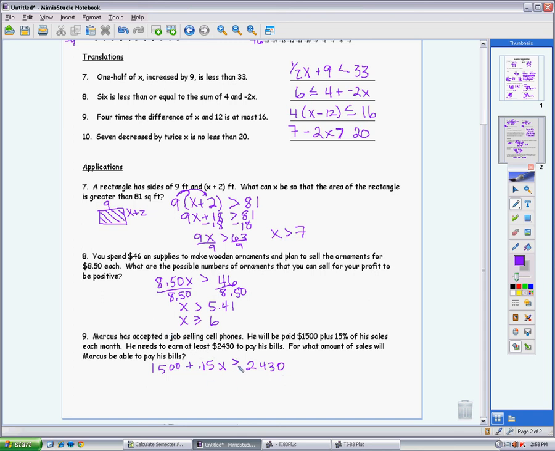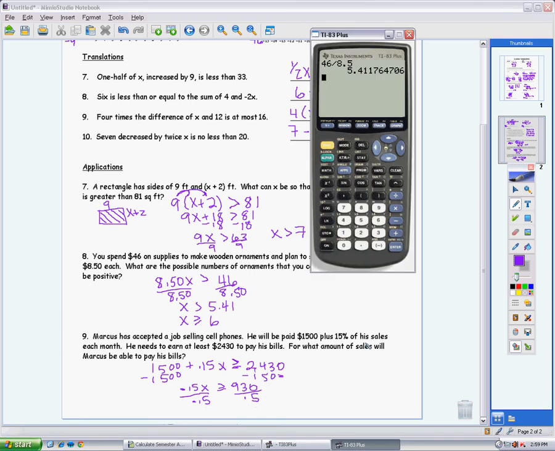So I'm going to use greater than or equal to. What he makes at the store has to be greater than or equal to what he needs to pay his bills. Okay, from here I'm going to solve. I'm going to subtract 1,500 from both sides. And I get that 15% of his sales is greater than or equal to 930. Then I'm going to divide by 0.15.